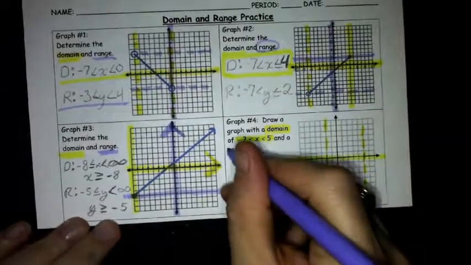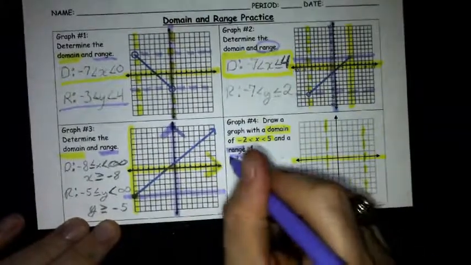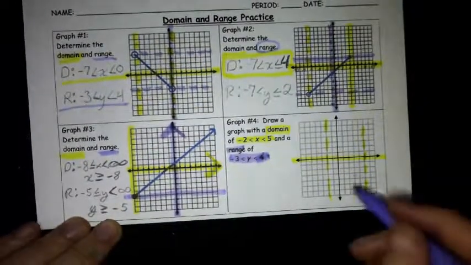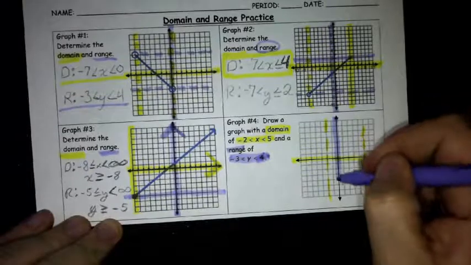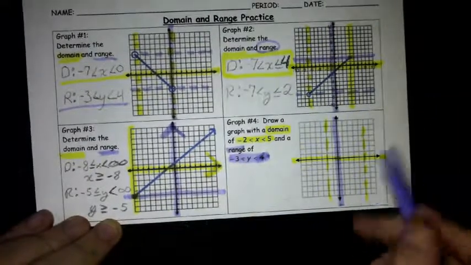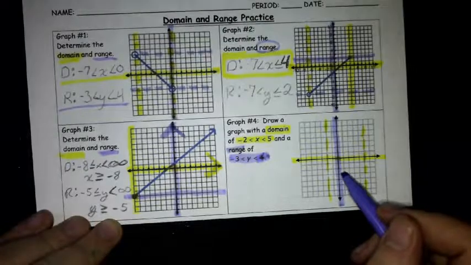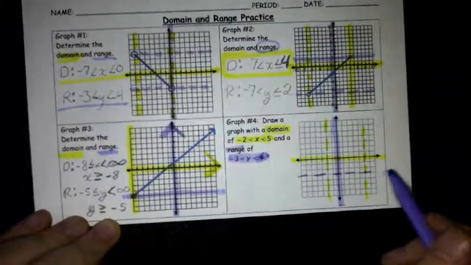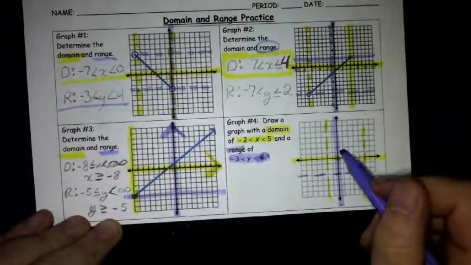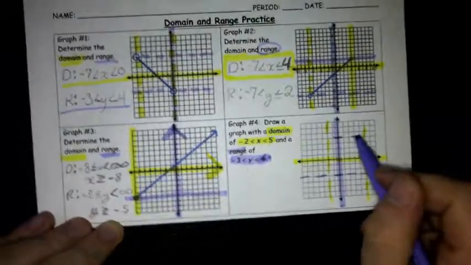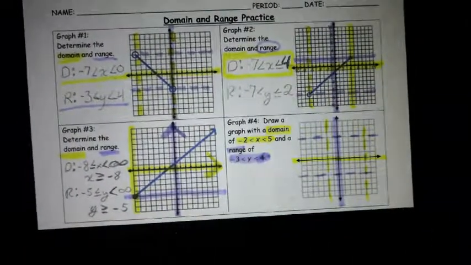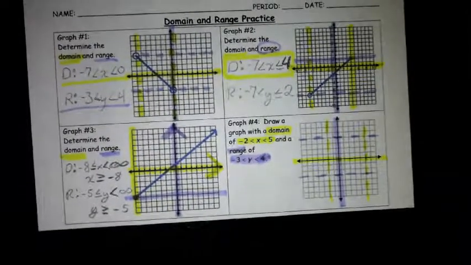And then my range, we know that this is y, so I'm going to highlight my y-axis. I'm starting at negative 3. 1, 2, 3. Again, if this is a dashed line, I go up to positive 4. 1, 2, 3, 4. Again with a dashed line. And now I have the boundaries of my graph. And I can draw any graph so long as it fits these boundaries.